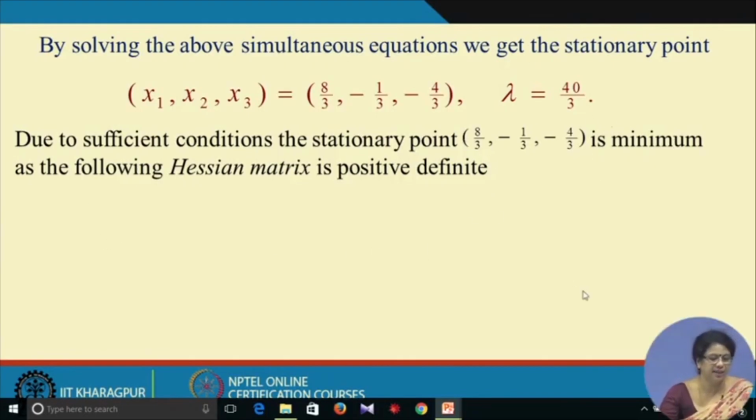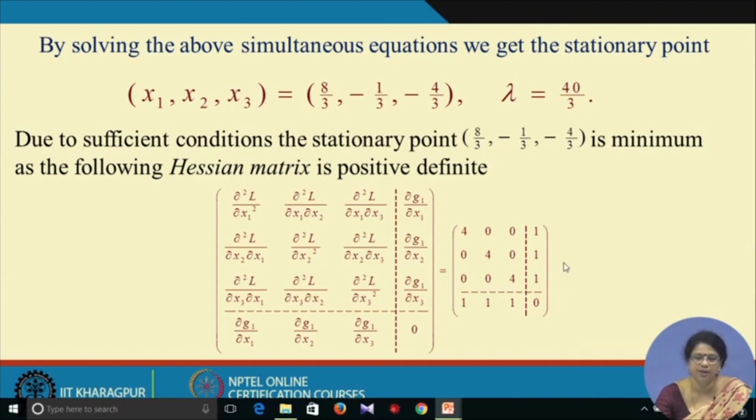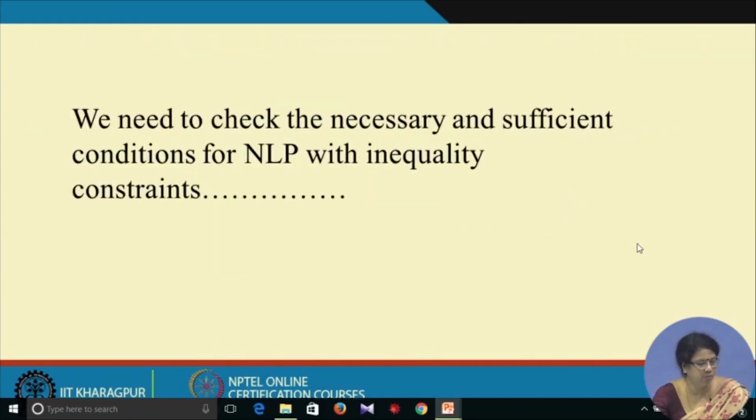Now, after that we will construct the Hessian matrix for it, and the Hessian matrix seems to be positive definite, because you see this is a diagonal matrix and the values are all positive. Or you can go for the eigenvalue calculations, and if you find them, we will see that the values come out positive, and that is why the corresponding stationary point is the minimum point.